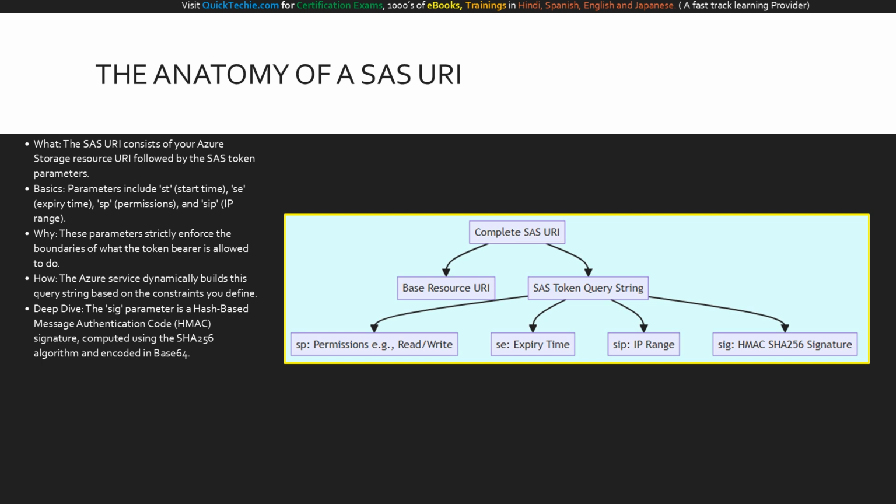This diagram breaks down the structure of a complete SAS URI. At the top, the complete URI splits into two main parts, the base resource URI pointing to the specific file, and the SAS token query string. The token itself fractures into multiple constraints like permissions, expiry time, and IP ranges. Finally, at the bottom, everything is cryptographically secured by the MAC SHA-256 signature, ensuring the token cannot be tampered with.